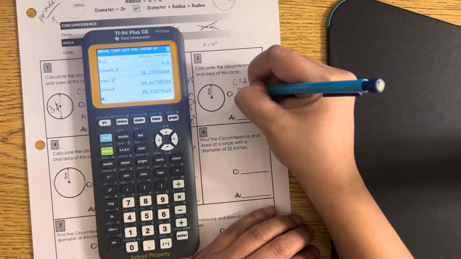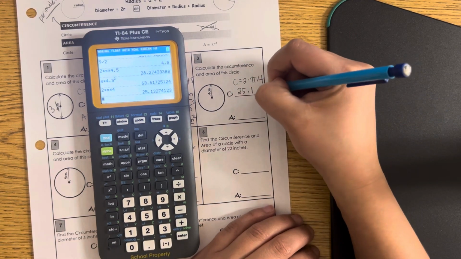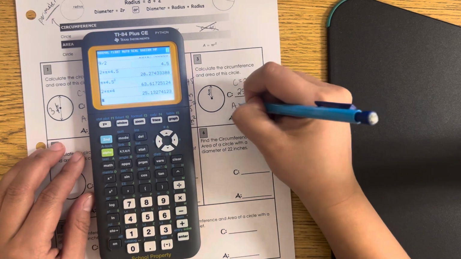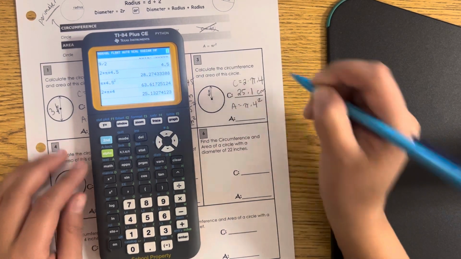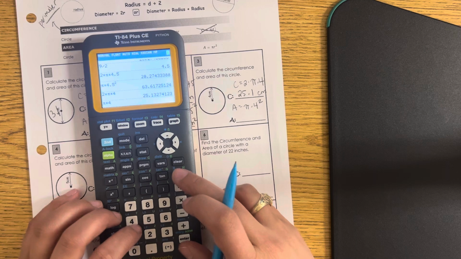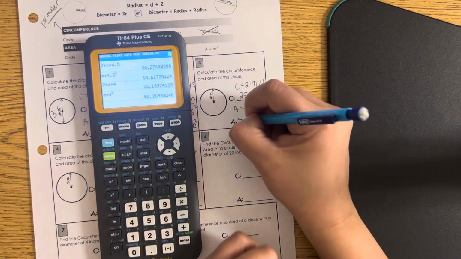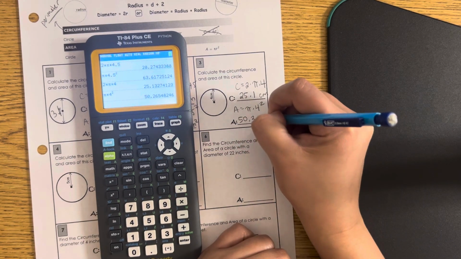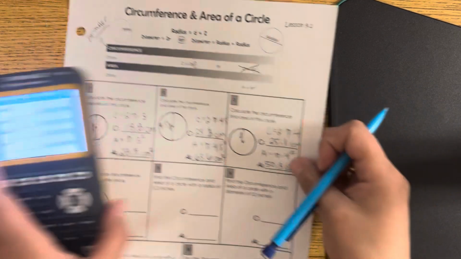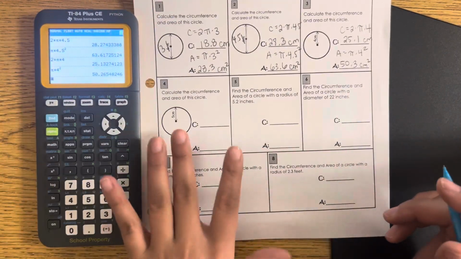Okay, and so it's 25.1, again, centimeters. The area is pi times 4 squared because pi times the radius squared. And that would be 50.3 centimeters squared. So far, so good. Number 4, it's already the radius.